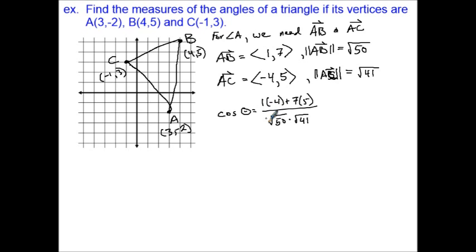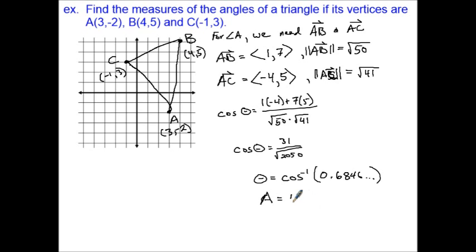Okay, plugging this mess into my calculator eventually gets me to 31 over root 2050, which is kind of messy, but getting that typed into my calculator and turning that into a decimal, what I need to do from there is inverse cosine that icky decimal, which in this case works out to be 0.6846, and going on forever. So that gives me angle A. Angle A equals 46.789, so I'm just going to round that to 46.8 degrees. Alright, so there's angle A.